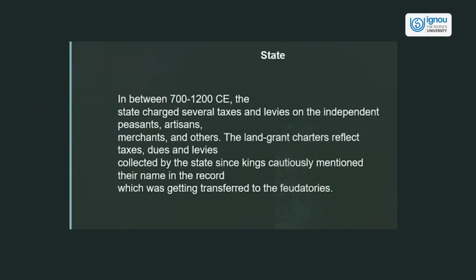The land grant charters reflect taxes, dues, and levies collected by the state. Since kings cautiously mentioned their name in the record, which was getting transferred to the feudatories. Feudatories means feudals. This is a system that we can say the feudatories.